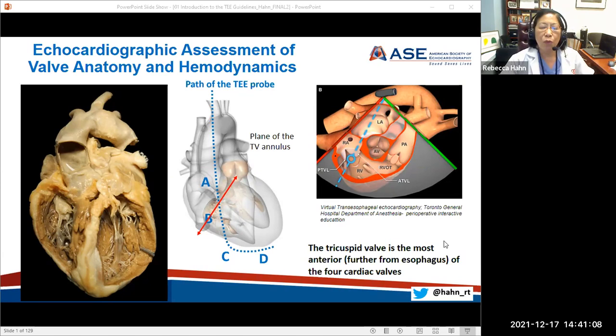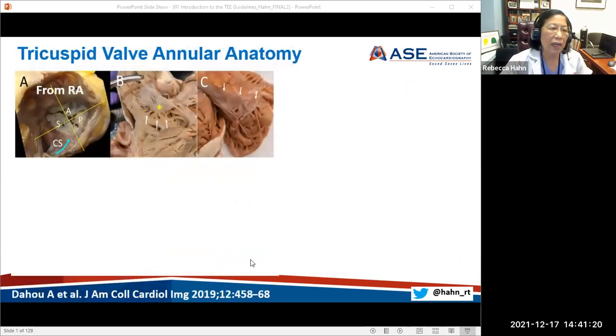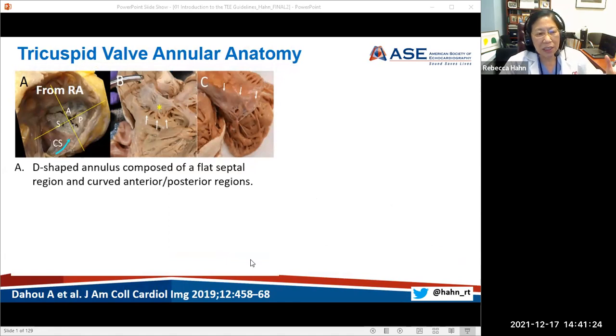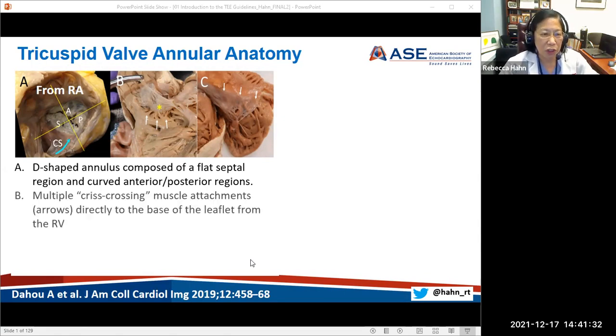And therefore, we're never going to be able to line it up, or typically never line it up, as if we had this Valentine view for the mitral valve. We just are not going to be able to do it because of the anatomy. The other complexity of the tricuspid valve is that it's obviously an irregular annulus. It's a D-shaped annulus composed of a flat septal region and then the curved anterior and posterior regions.